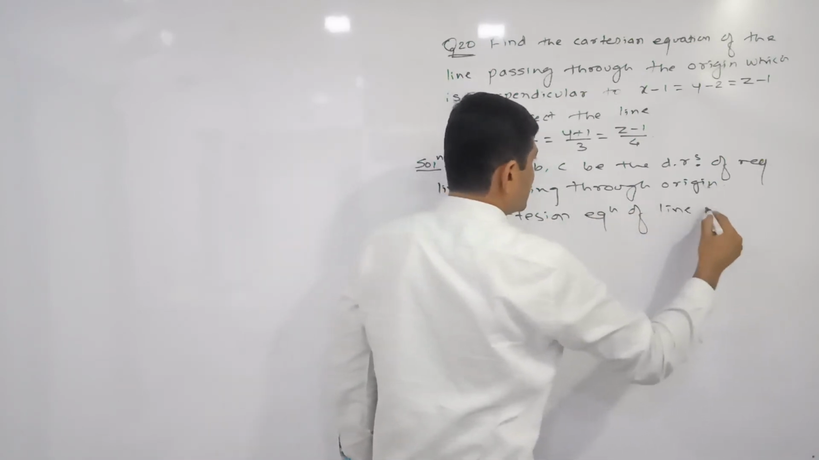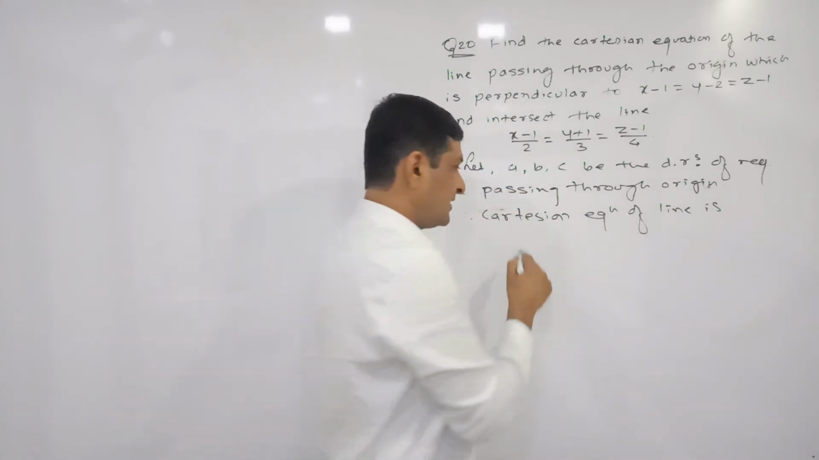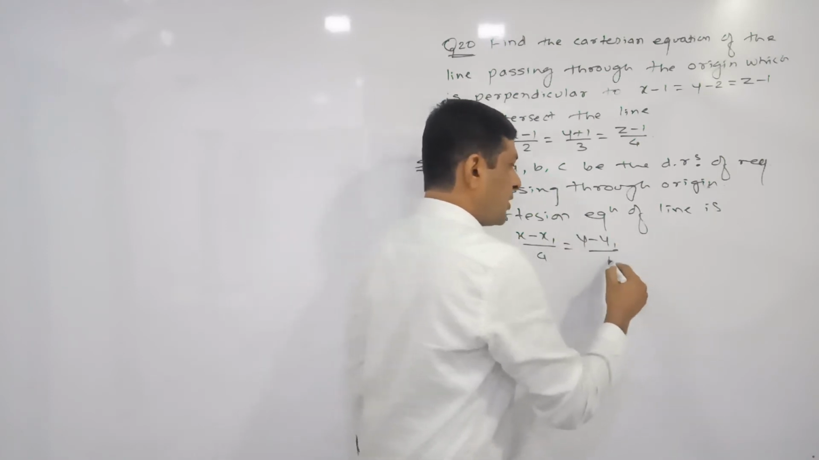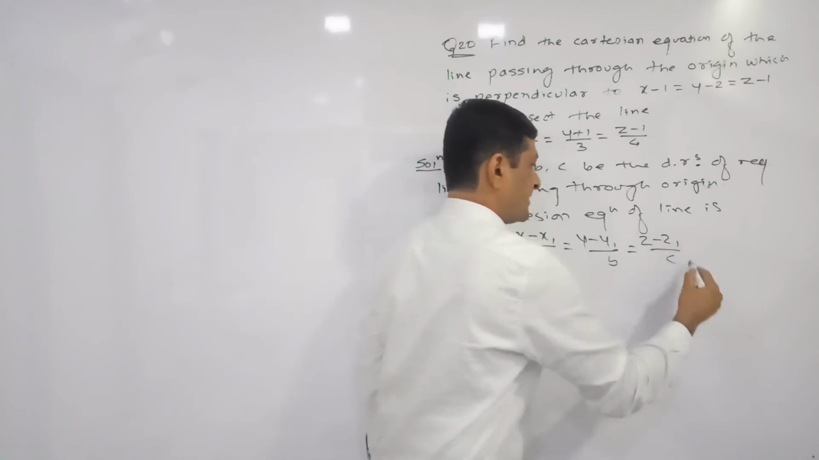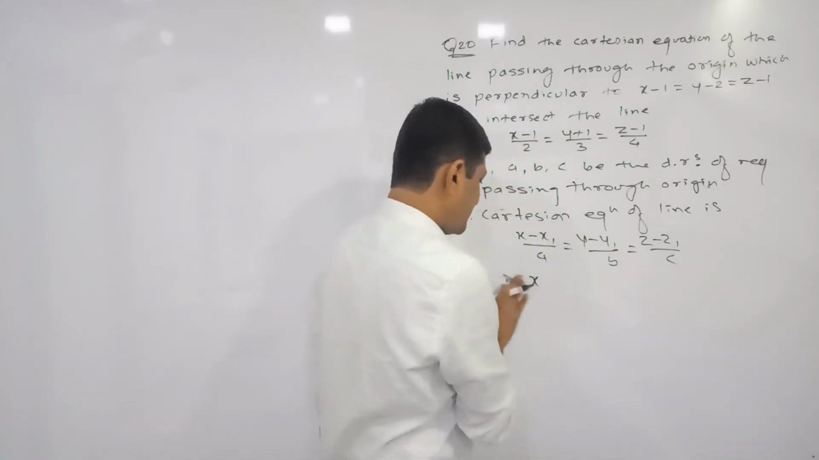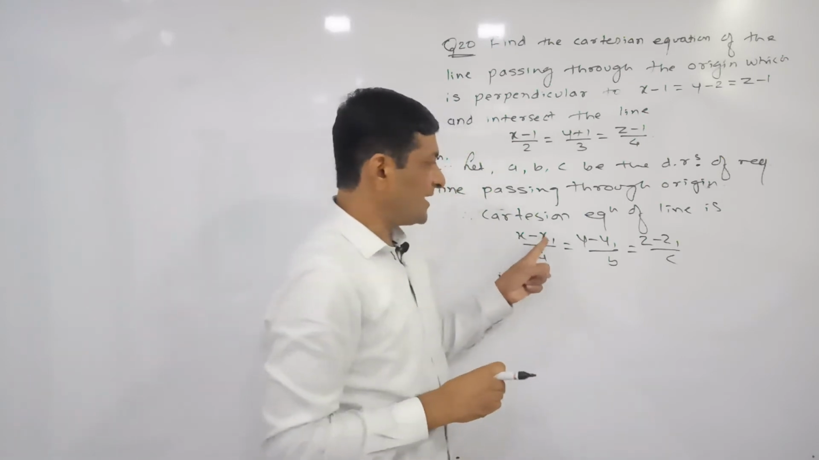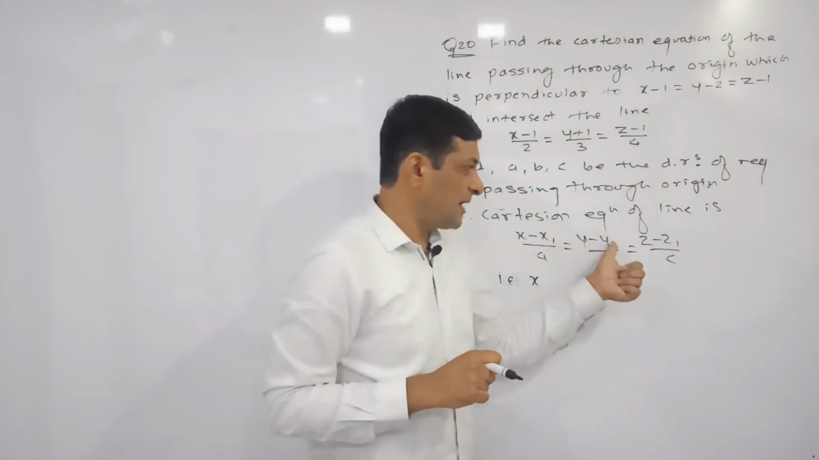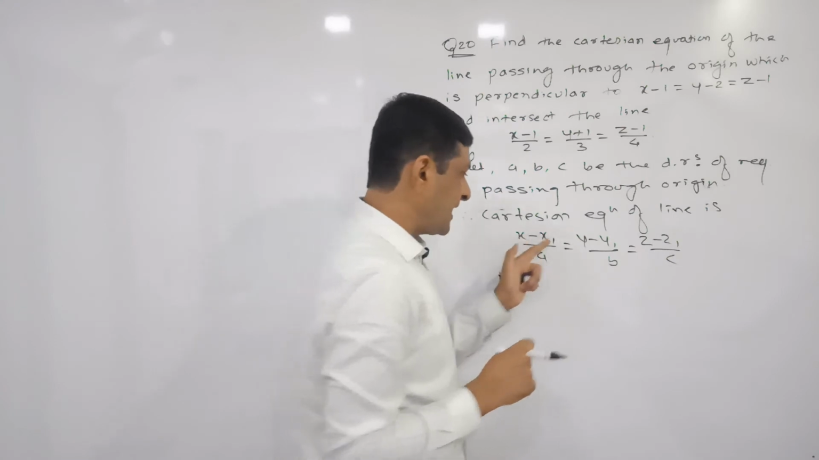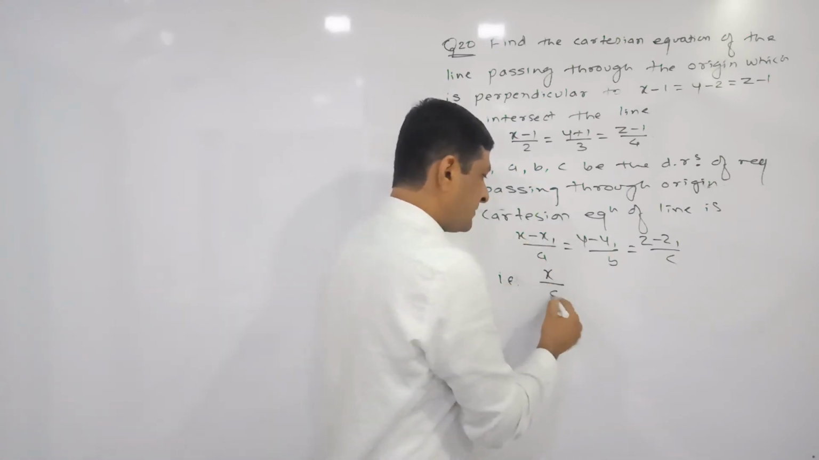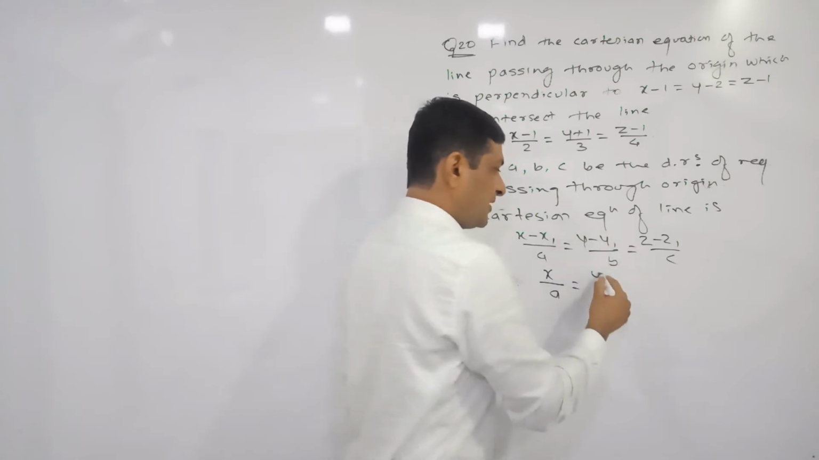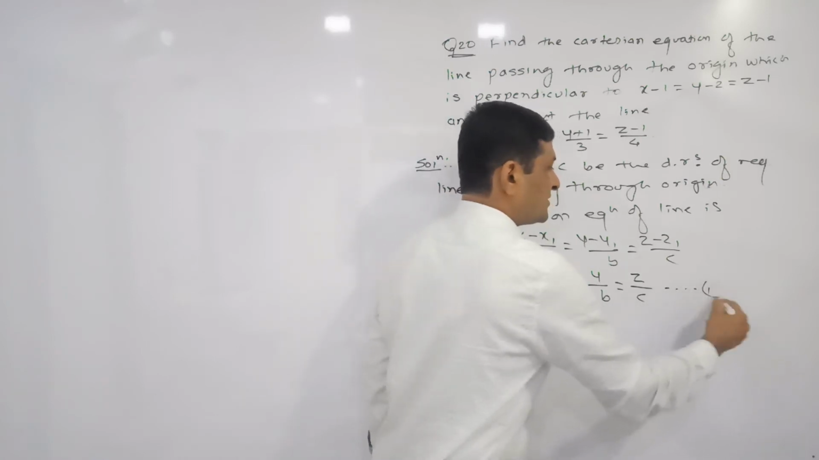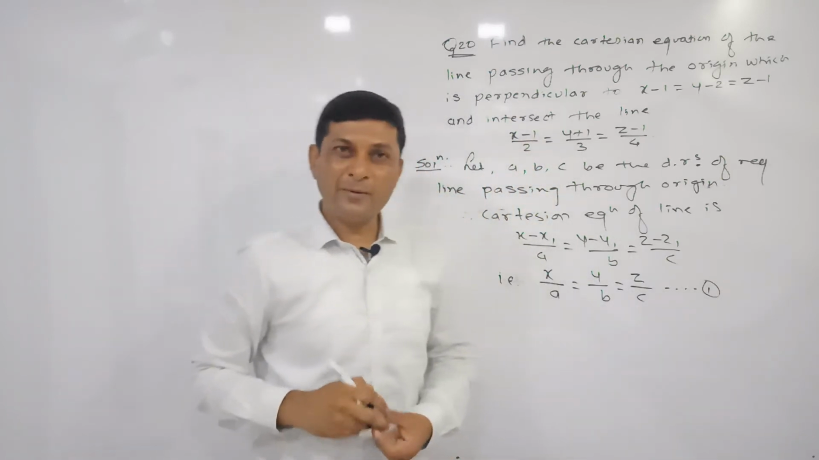of line is. What is the formula to find the Cartesian equation? That is (x minus x1) upon A is equal to (y minus y1) upon B is equal to (z minus z1) upon C. But what is the value of x1 here? x1 is the x coordinate of a point on the line, but the line passes through the origin, so x1 is 0, y1 is also 0 and z1 is also 0. x minus 0 will be equal to x, so we get x upon A, y minus 0 will be y upon B, and lastly z minus 0 will be z upon C. Let us denote this equation by equation number 1. This is our required equation of line.